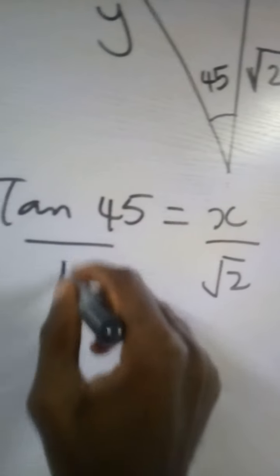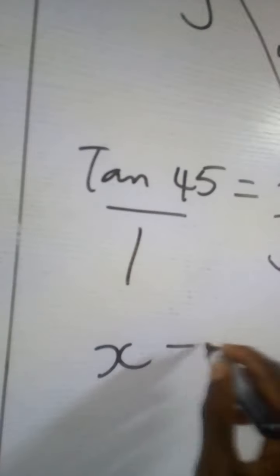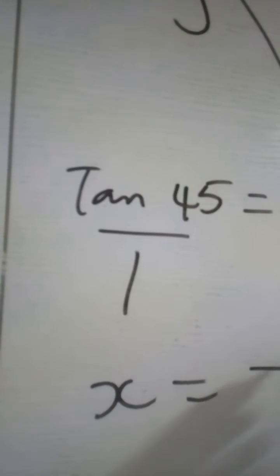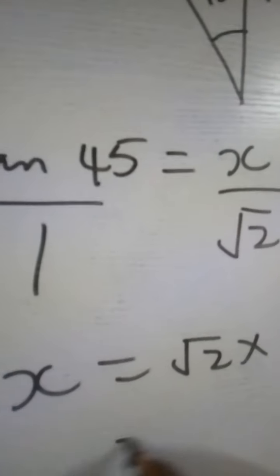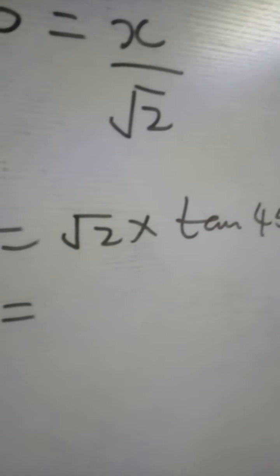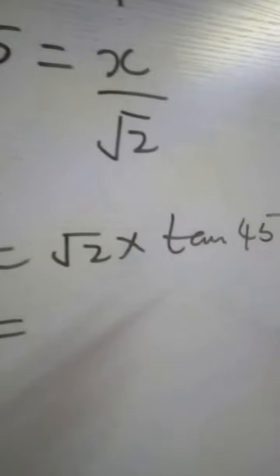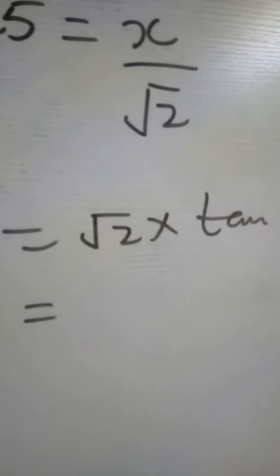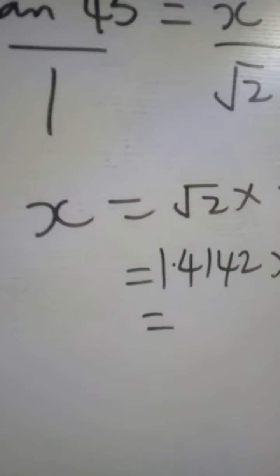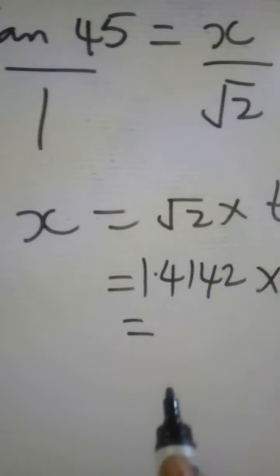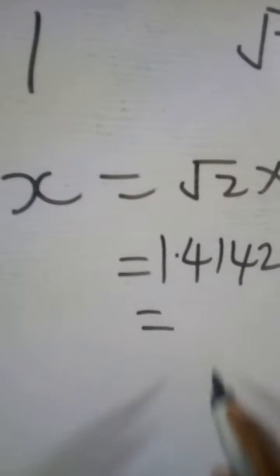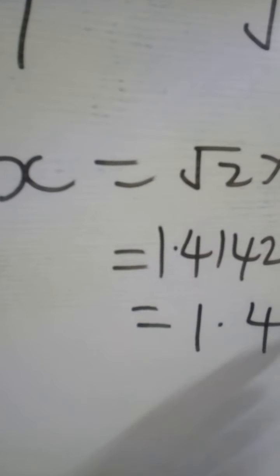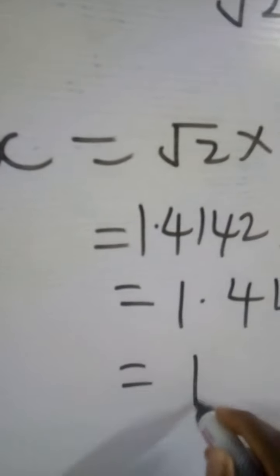So here, cross multiply. 1 times x is x. Then root 2 times this, that is root 2 times tan 45. So once again, we use our four-figure table to get the value of root 2 and the value of tan 45. The value of root 2 is 1.4142 and the value of tan 45 is 1. So 1 times 1.4142 gives us 1.4142. So approximately 1. That means our x is 1.